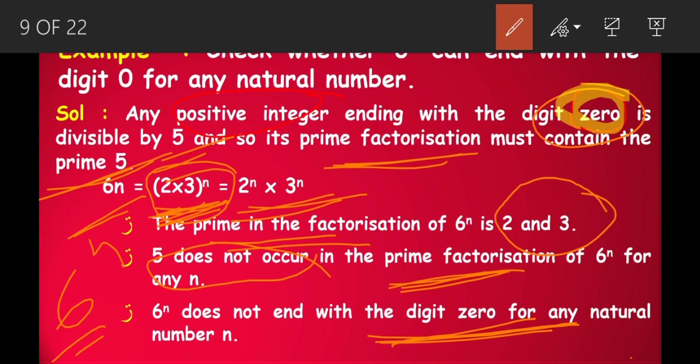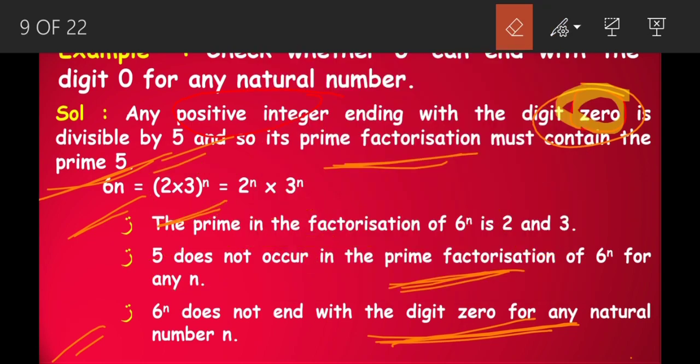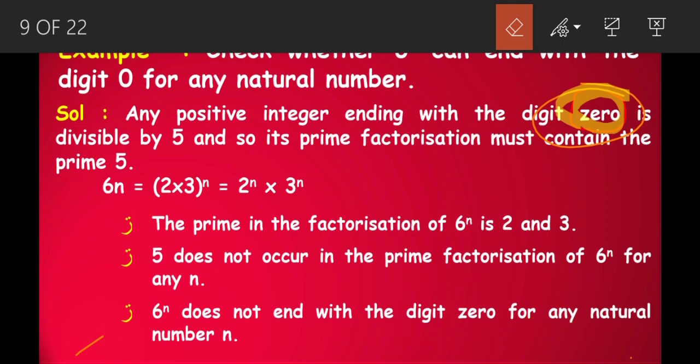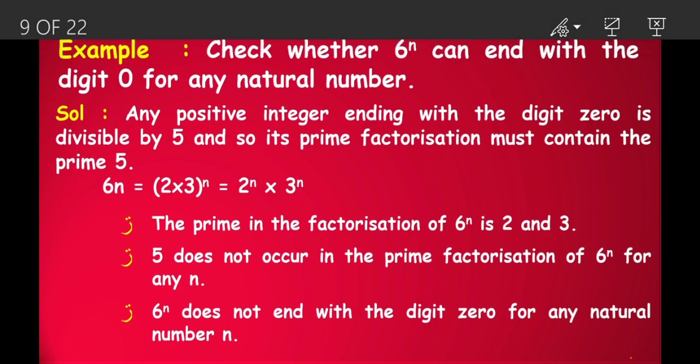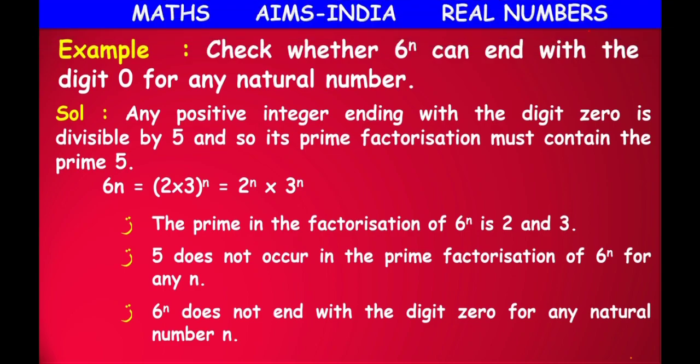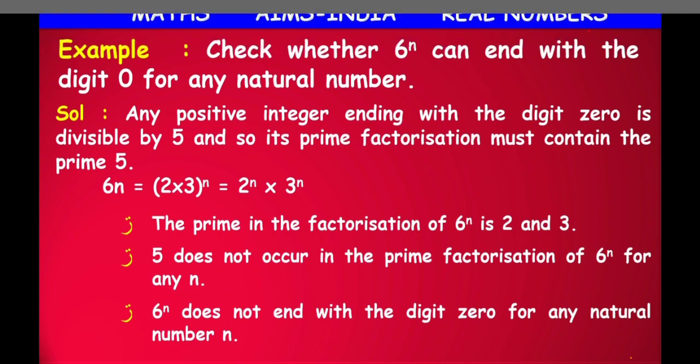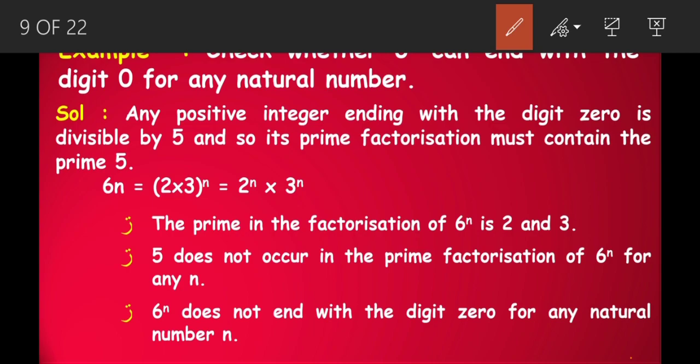Okay, so here what they have told, children. Now we have to tell: the given number is 6 power n. For any natural number like 1, 2, 3, 4 in the place of n, whether it will end with 0 or not. Ending with 0 means that if it is ending with the digit 0, compulsorily there should be a prime factor 5.